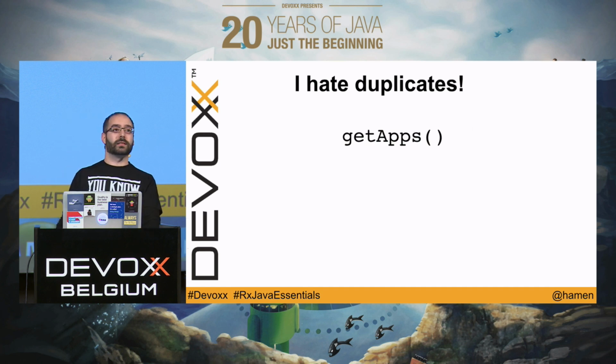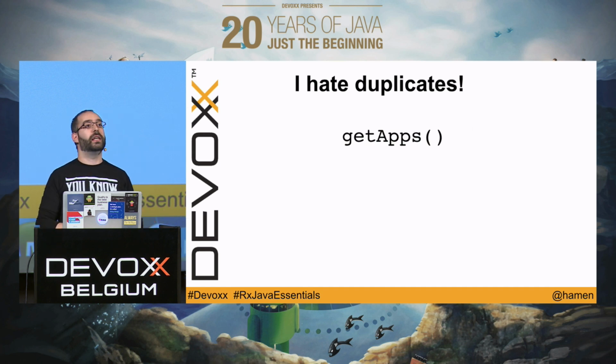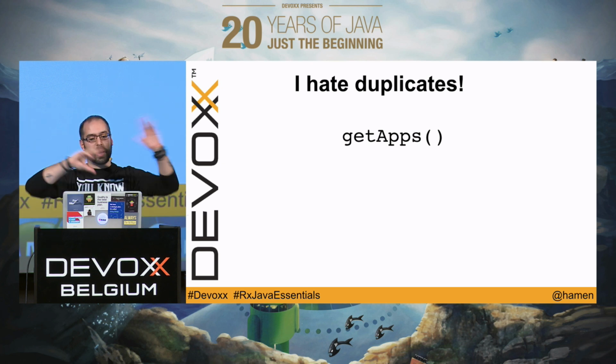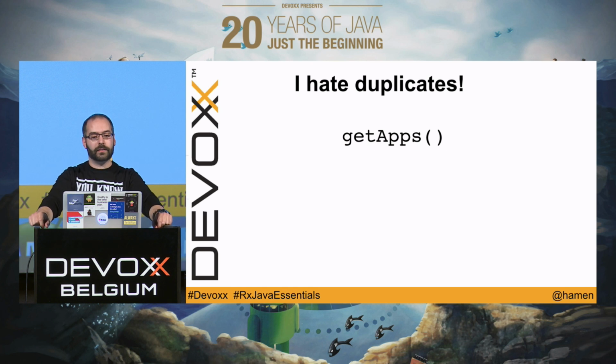I have duplicates. So we have a list and we want to get rid of the duplicates. How can we do it? We can try some iterator or comparator or something. No, we have RxJava. But in my installed apps list, we don't have duplicates, because you can't install the same app with the same name more than once.